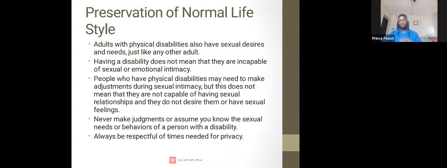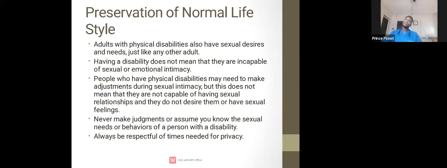So, still on preservation of normal lifestyle, we continue that adults with physical disabilities also have sexual desires and needs, just like any adult. Having a disability does not mean that they are incapable of sexual or emotional intimacy. People who have physical disabilities may need to make adjustments during sexual intimacy. But this does not mean that they are not capable of having sexual relationships and they do not desire or have sexual feelings. Never make judgments or assume you know the sexual needs or behaviors of a person with a disability. Always be respectful of the times needed for privacy.